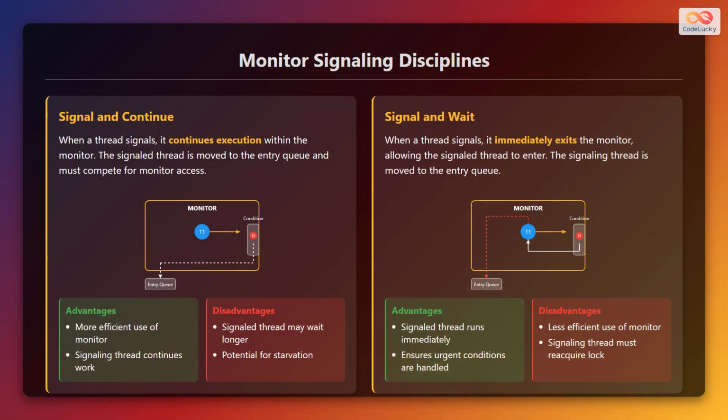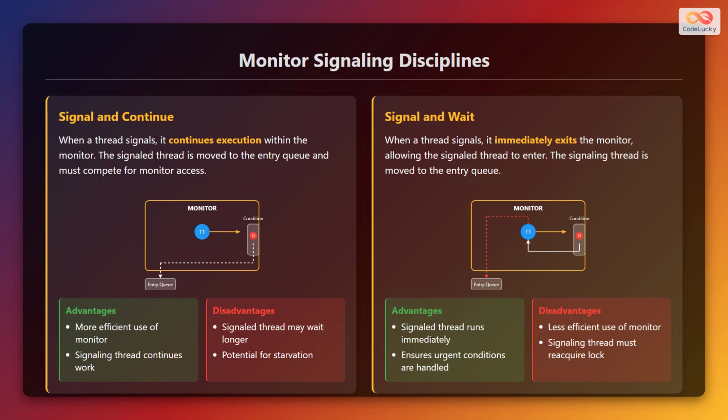There are two primary signaling disciplines in monitors: signal and continue, and signal and wait. In signal and continue, when a thread signals, it continues its execution within the monitor, and the signaled thread is moved to the entry queue, where it must compete for monitor access. In signal and wait, when a thread signals, it immediately exits the monitor, allowing the signaled thread to enter. The signaling thread is then moved to the entry queue.